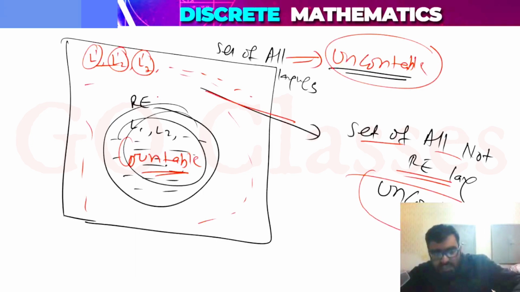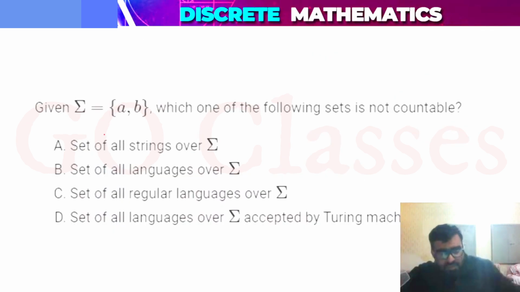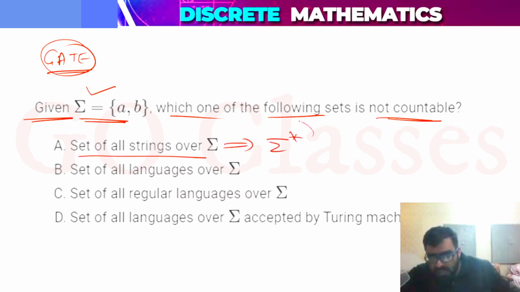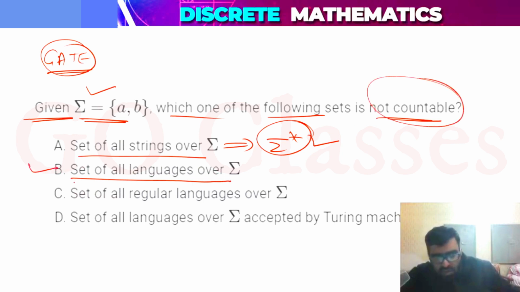Oh, actually this is a GATE question. Let me show you. Yes, so this is the GATE question. I don't know whether this is a GATE question or not, but let's see. It says sigma equals {a, b}, which of the following sets is not countable? The set of all strings is countable, because the set of all strings means sigma star, and sigma star is countable. The set of all languages is uncountable. So he is asking for uncountable, so B is correct.